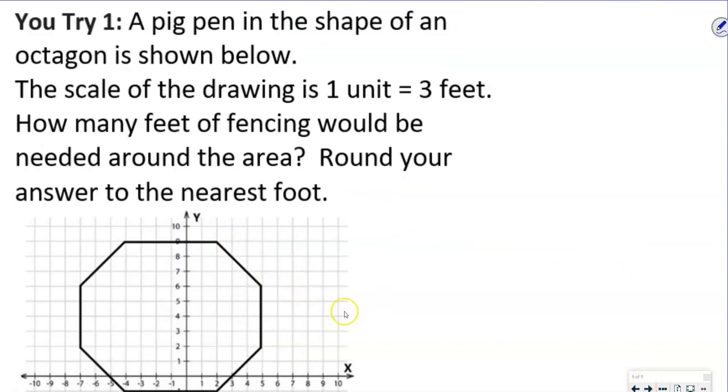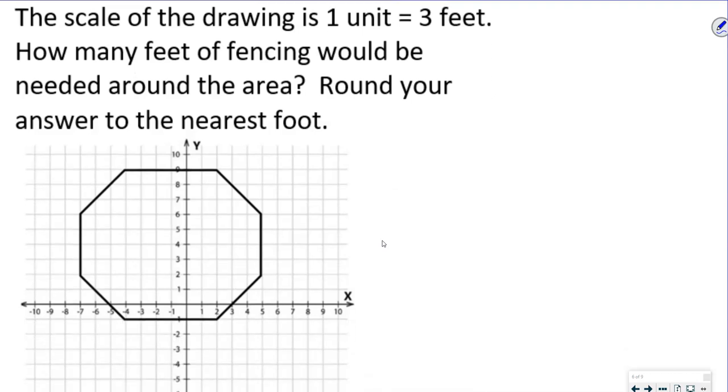All right, for our next one, it says, a pig pen in the shape of an octagon is shown below. The scale of the drawing is 1 unit equals 3 feet. How many feet of fencing would be needed around the area? Round your answer to the nearest foot. Okay, let's see if you guys can figure this one out. Come back to me when you're done.